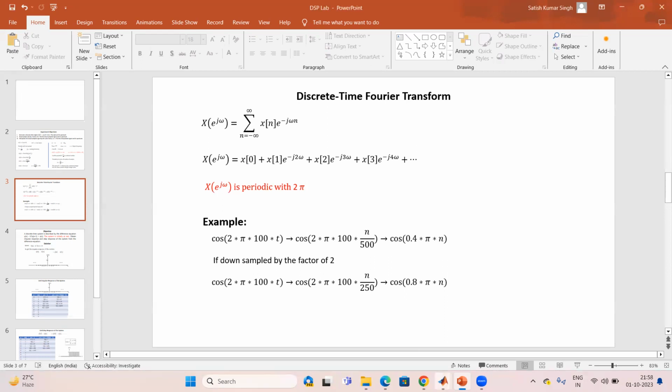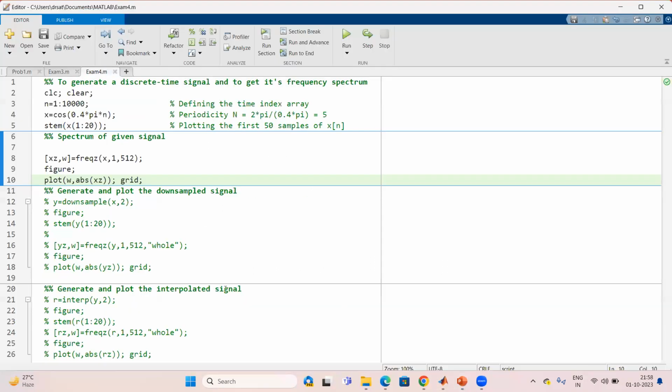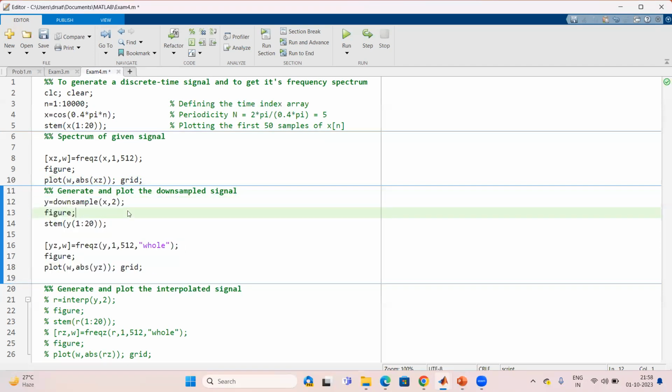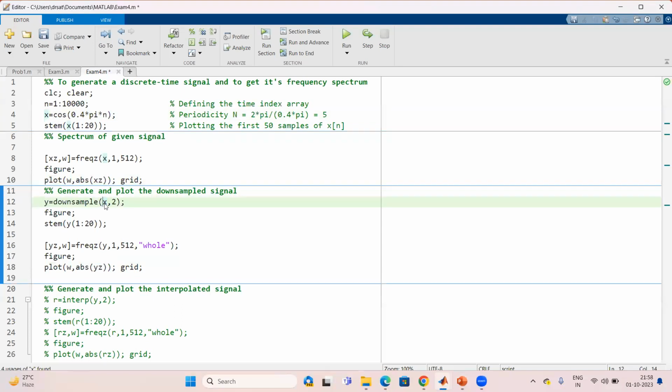Okay, so here you can see in MATLAB I have written this code. Let me remove this comment line. So what we can have is, I can just directly write downsample. Which signal do we have to downsample? We have to downsample this X, right? So I have written this signal X, and we have to downsample it by a factor of 2. So here I have written this factor 2. This downsampled signal will now be stored into vector Y.